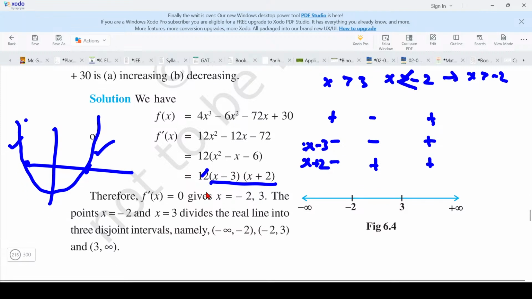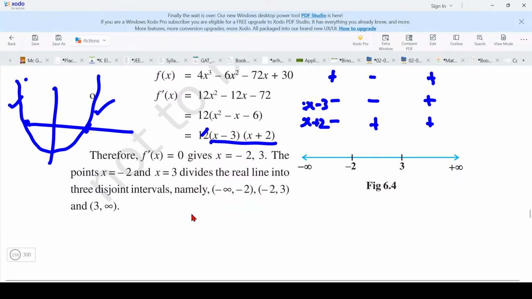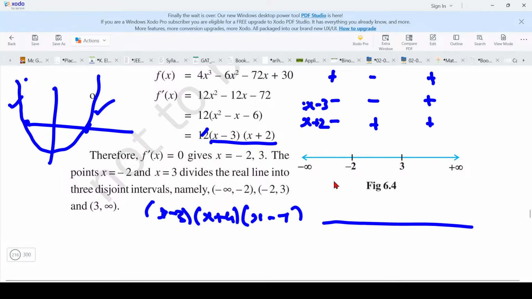Now the same method will apply even if you have multiple factors. For example, x minus 3, x plus 4, x minus 7, whatever. Then what will you do? You take each one of these individual factors and you mark all the places in ascending order where each becomes negative: -4, 3 and 7. Okay, mark.